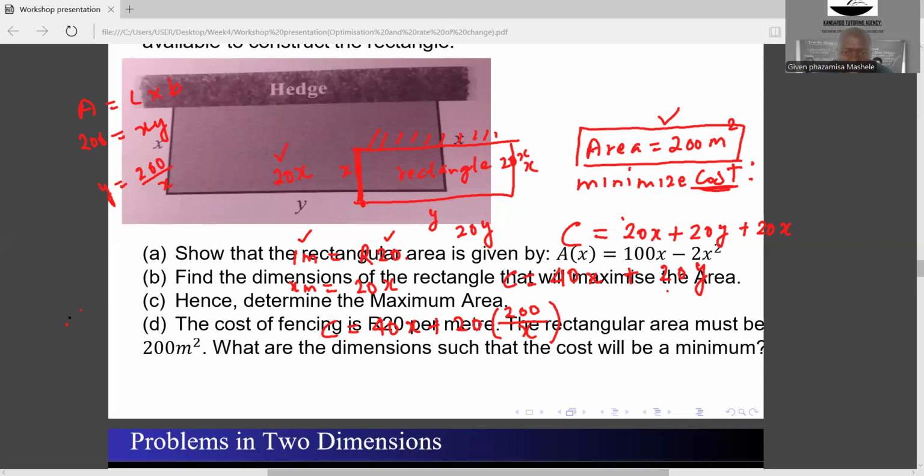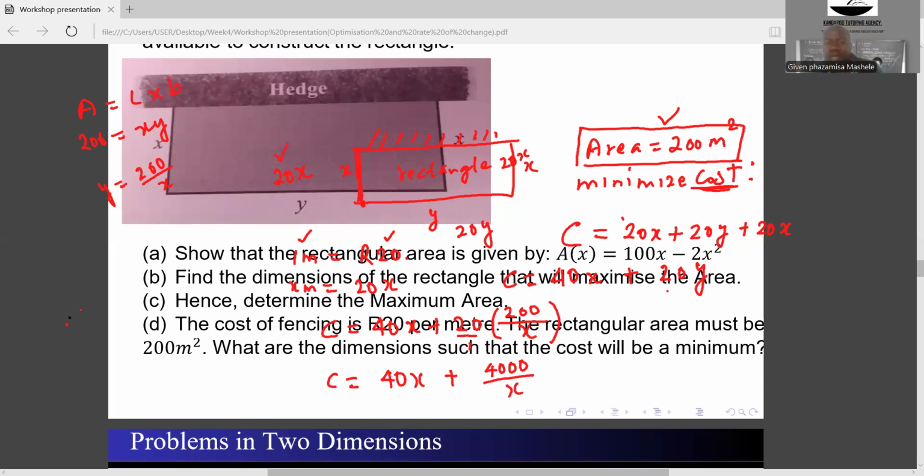Now we can simplify our expression as 40x plus 20 times 200, which gives us 4,000, so we have 4,000 divided by x.